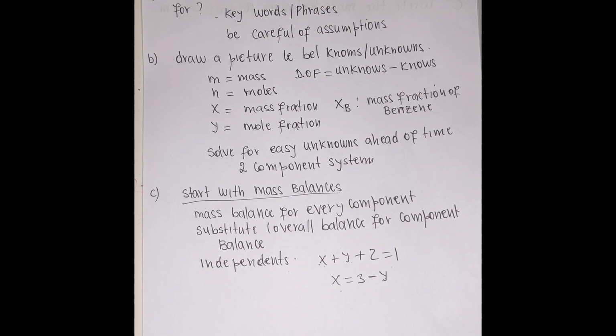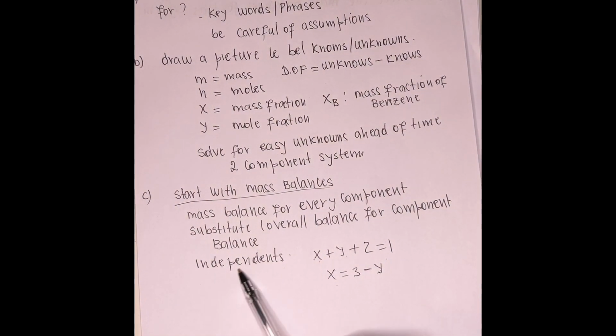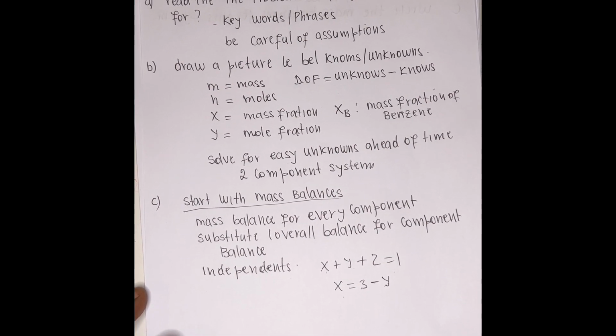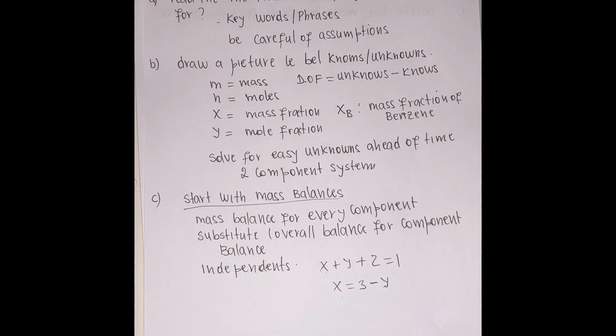And then from there you have to do the mass balance independently. It means each one separately, you can't put A and B in the same component balance. No. If you do it for A, you only do it for A. If it's for B, you only do it for B.